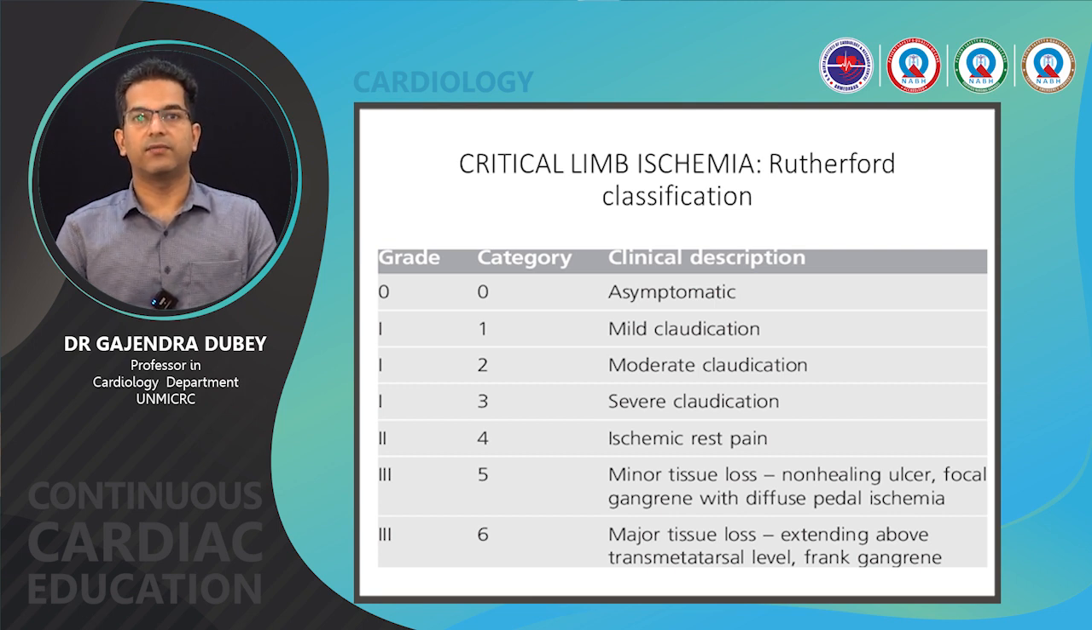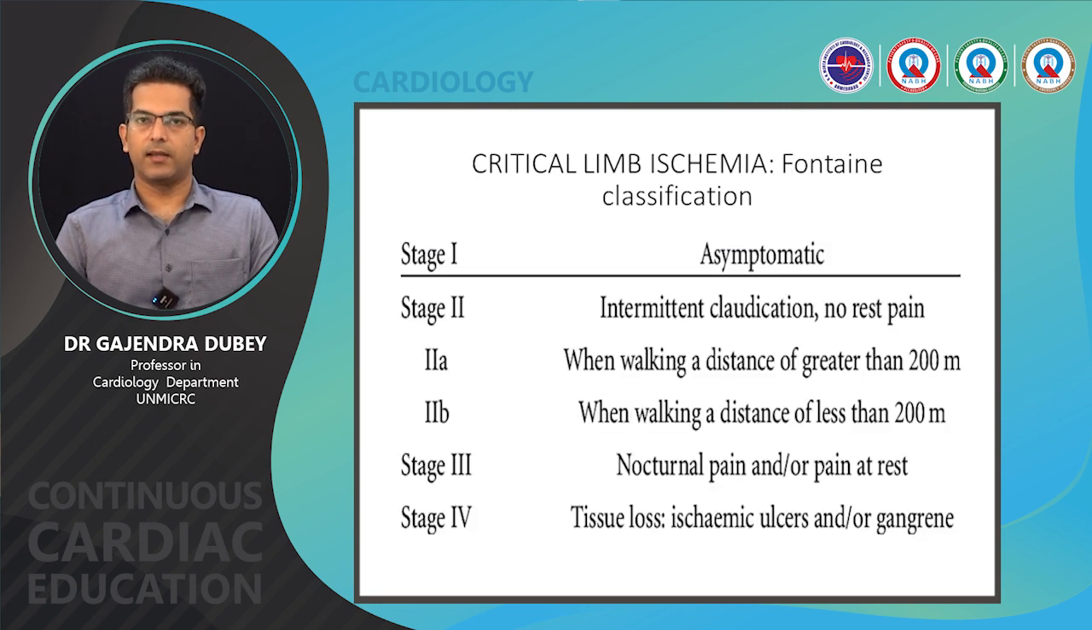There are several classifications to grade critical limb ischemia. The most widely used is the Rutherford classification. In this classification, grades 2 and 3 constitute critical limb ischemia, and it includes categories 4, 5 and 6, which include ischemic rest pain, minor tissue loss or major tissue loss. Similarly, another widely used classification is the Fontaine classification. In this classification, stages 3 and 4, that is nocturnal pain or rest pain, or tissue loss with ischemic ulcers or gangrene, are classified as critical limb ischemia.